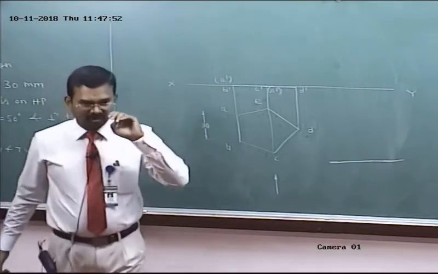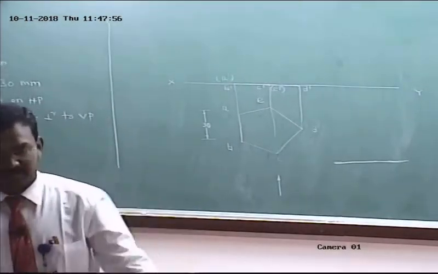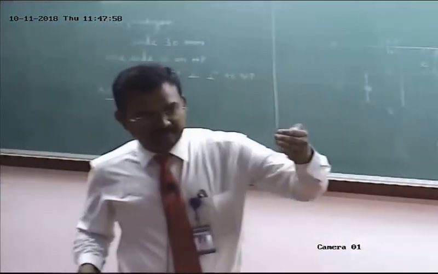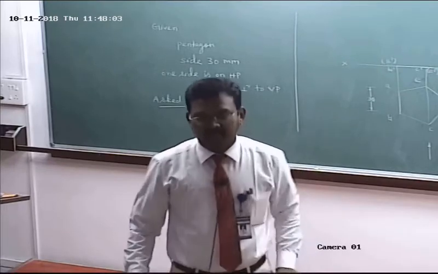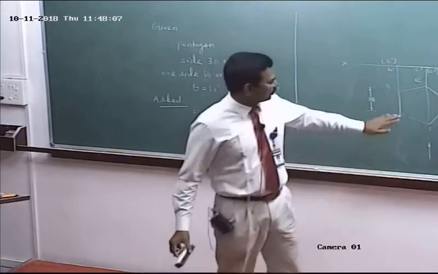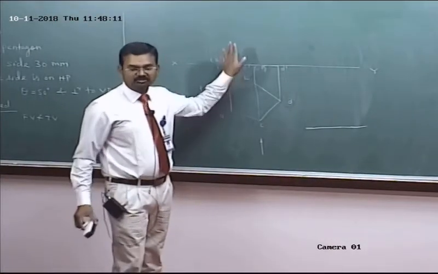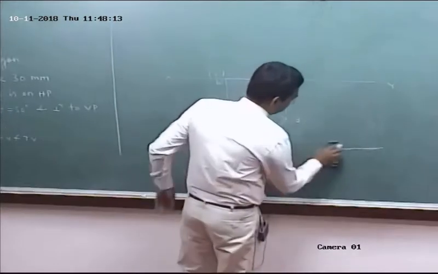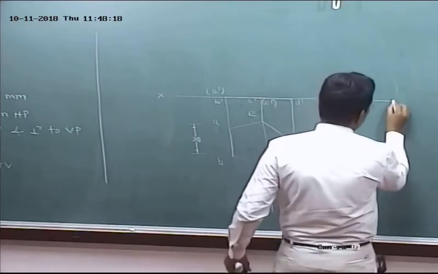So in step 1, what's our assumption? Assume that the plane surface is actually parallel to HP, placed on HP, perpendicular to VP. For this condition, we have drawn the top view and front view. Did you understand? So step 1 is over. Step 2, what is step 2? Anyone?